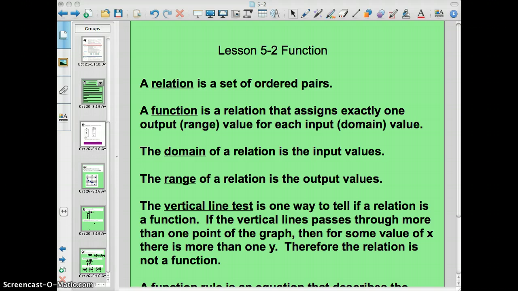A relation is a set of ordered pairs. So like x comma y would be an ordered pair. And so a set of these. So you have a bunch of ordered pairs. You have a bunch of x's and y's paired up.